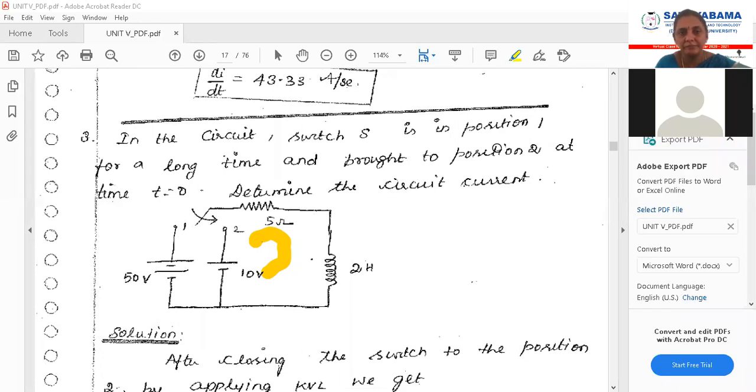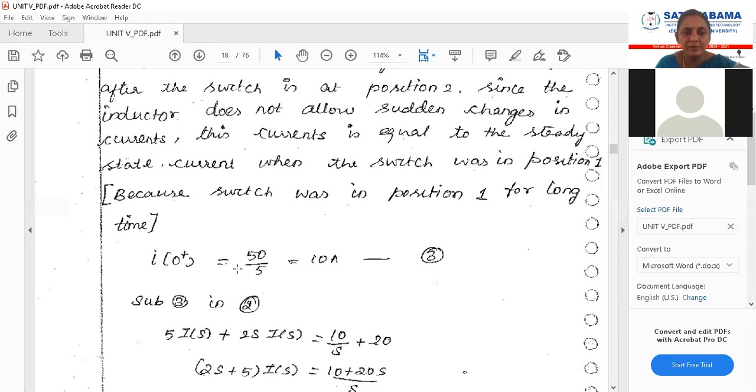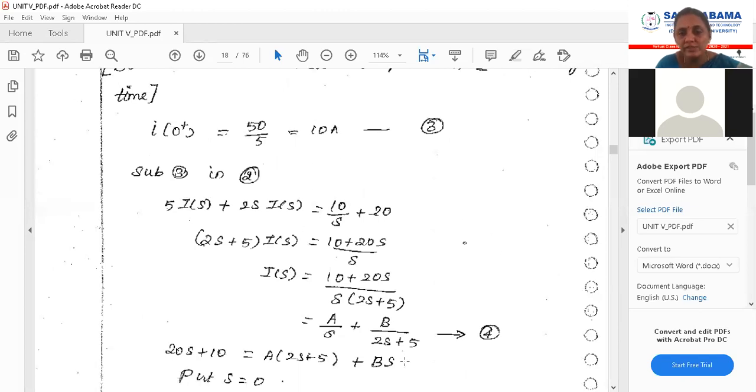Okay, 10. How you are getting 10 is 50 by 5. 50 by 5 will be 10. Okay, so 50 by 5 we are getting it as 10. Next, we are going to substitute this value there, rearrange the equation and solve it by partial fractions.